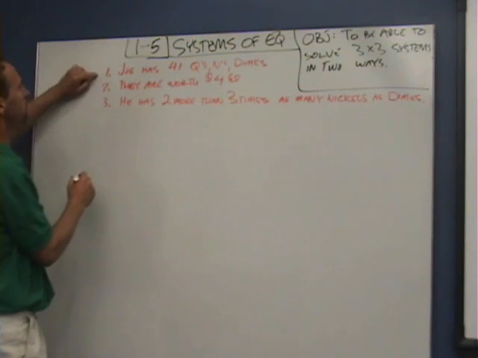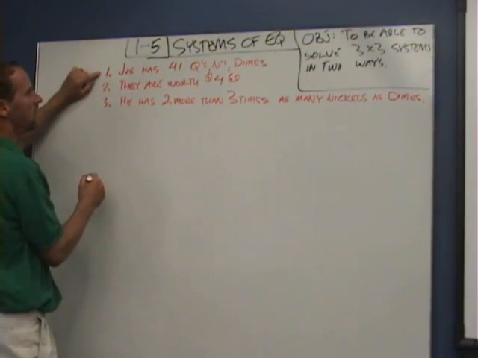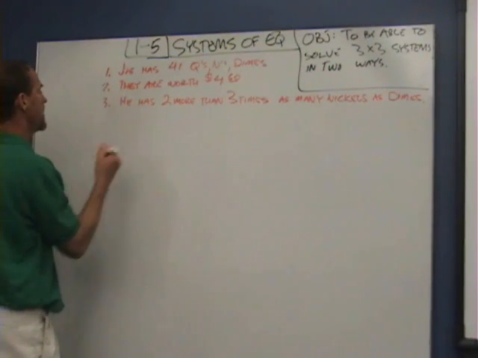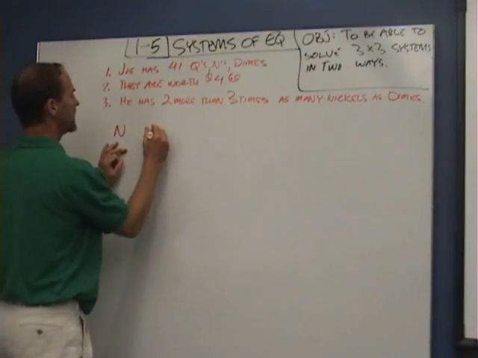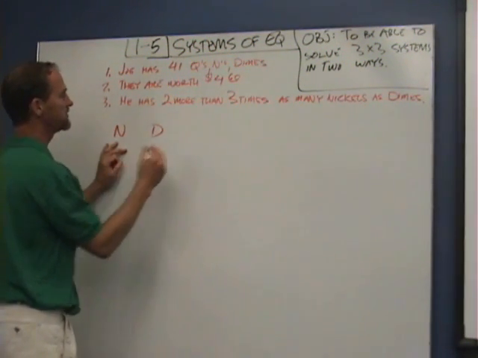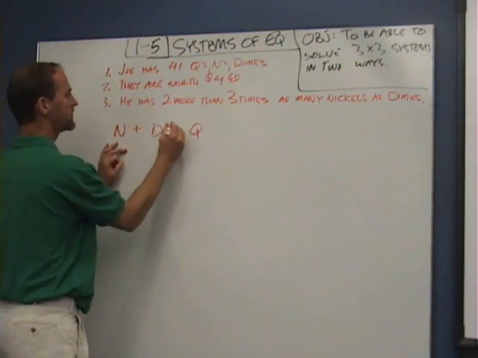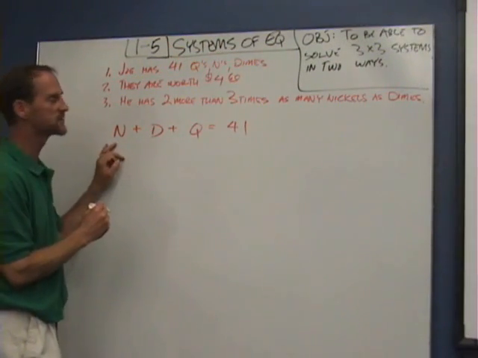So this first one, if Joe has 41 coins, we need to define our variables, and N will stand for how many nickels Joe has, and D will stand for how many dimes he has, and Q will stand for the number of quarters. And if I add up those, it should be equal to 41. That's the total number of coins that he has.